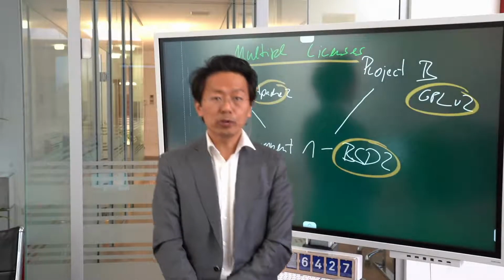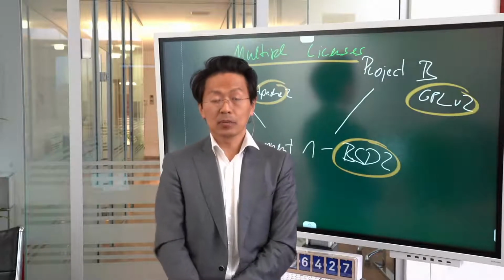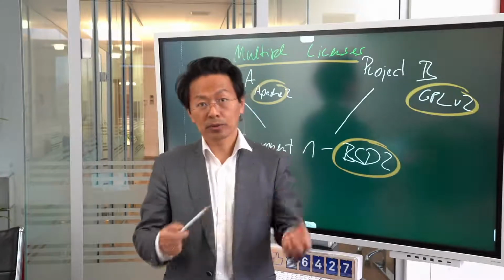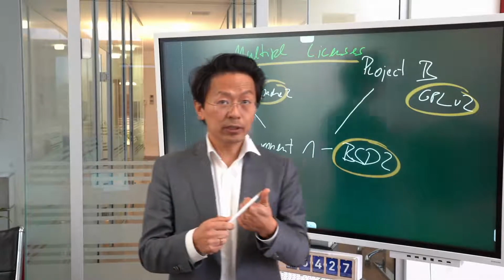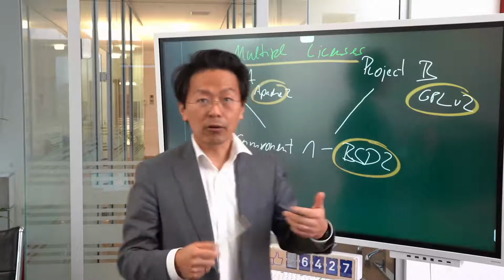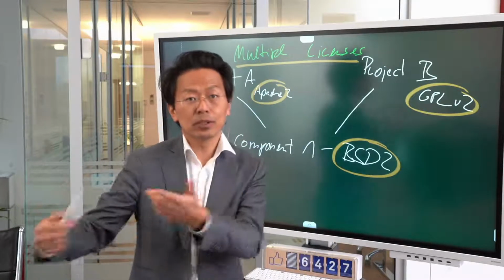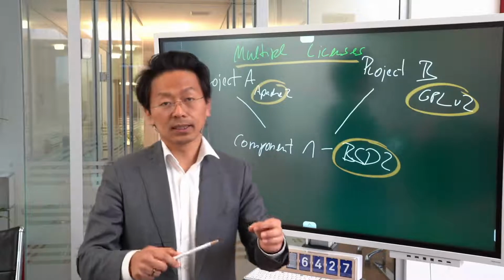Hi, how do we deal with multiple licenses? One of the most important tasks in open source compliance is to build a bill of material and to find out what components are actually being used and shipped into the target and what licenses are applicable.